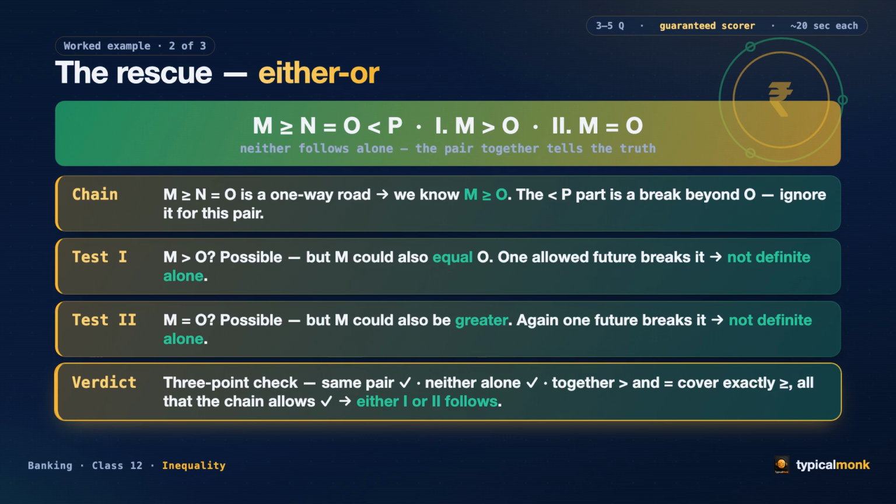Step 4. The verdict. Run the 3-point check. Same pair, tick. Neither alone, tick. And together, greater than and equal jointly cover exactly greater than or equal to, everything the chain allows, tick. Answer: either 1 or 2 follows. The question that looked like none follows turned out to be either or. That is the worth of this check.